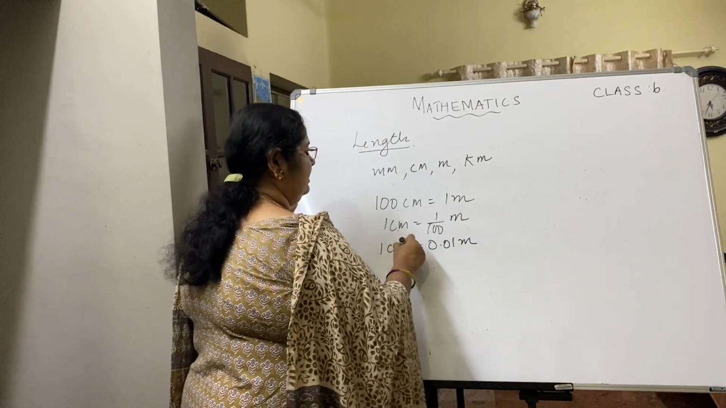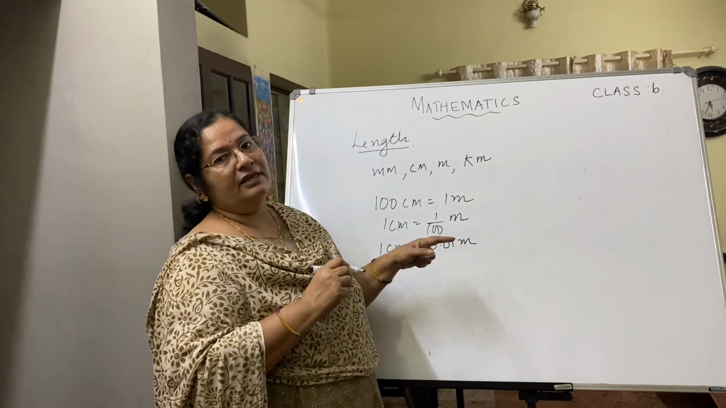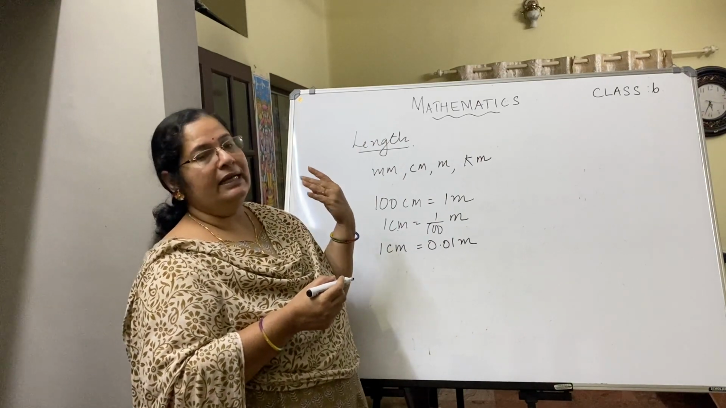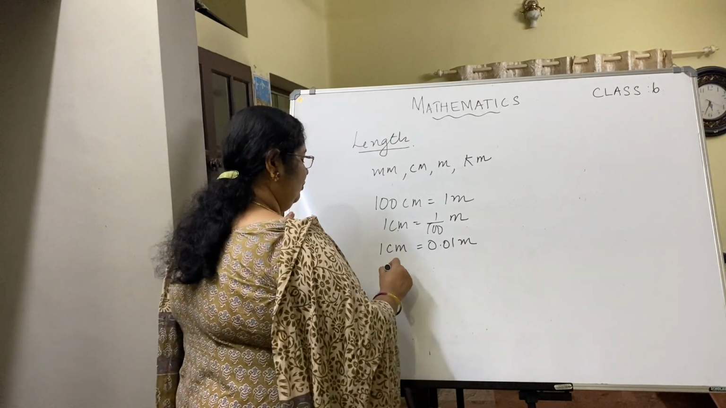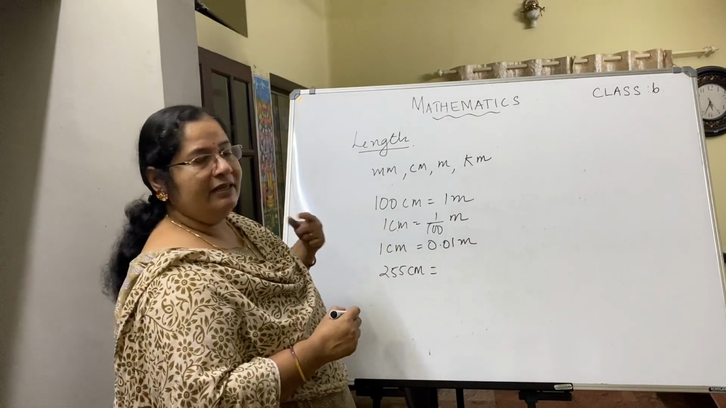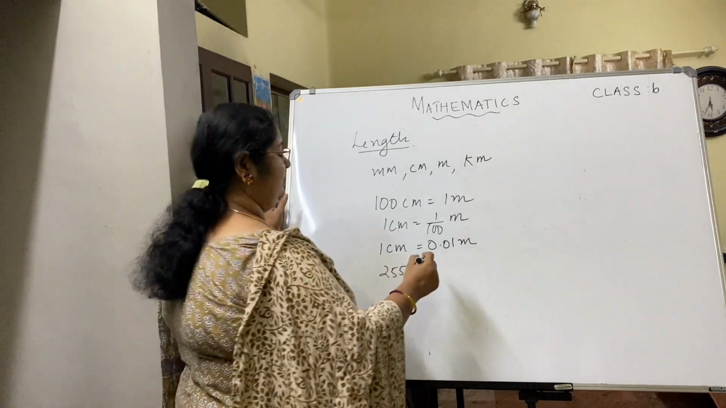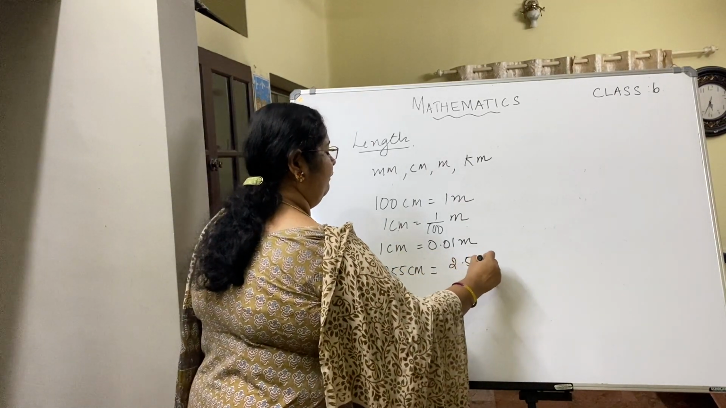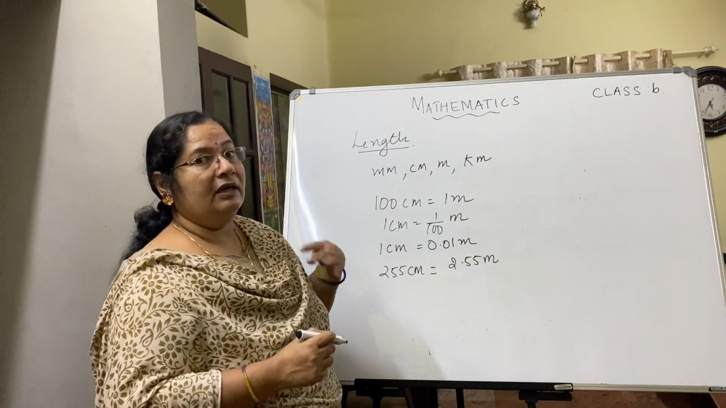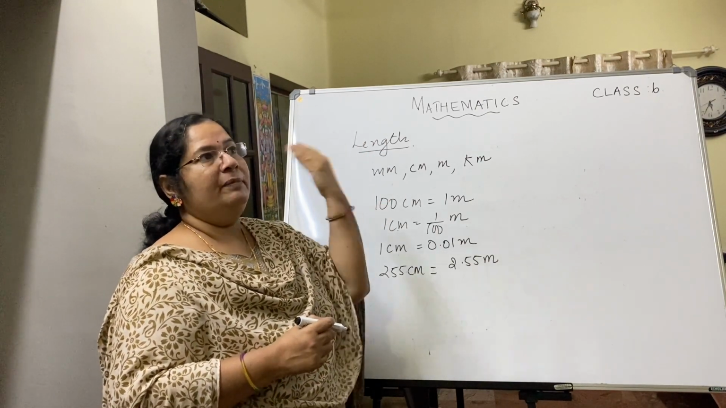So 1 centimeter is equal to 0.01 meter, which means for converting centimeter to meter, you will shift the decimal point 2 places towards the left. So suppose it is say 255 centimeter. In terms of meter, it will be 255 centimeter, shift the decimal point 2 places towards the left. So it will be 2.55 meter. So this concept should come to your mind. What is the relation? So for converting centimeter to meter, how many places I have to shift?